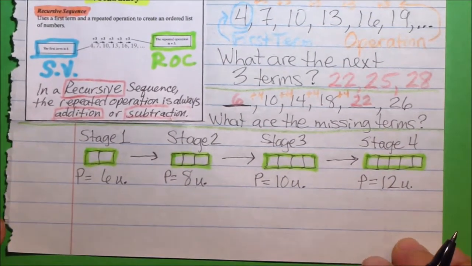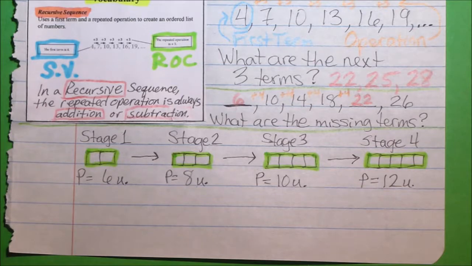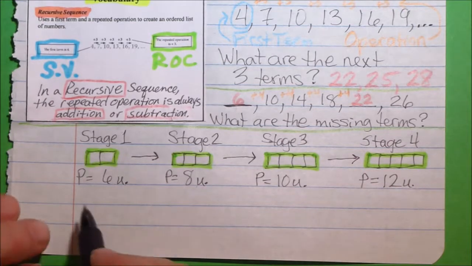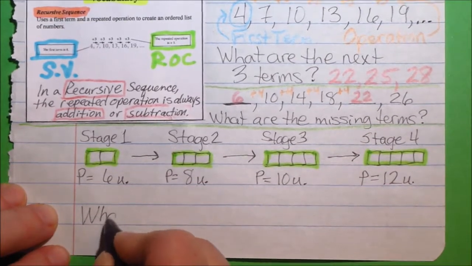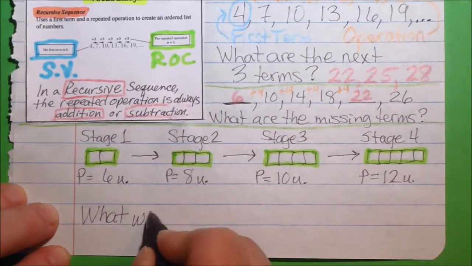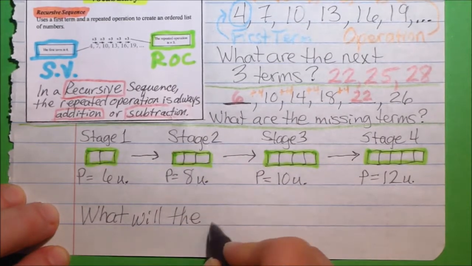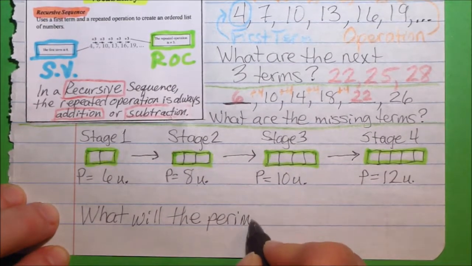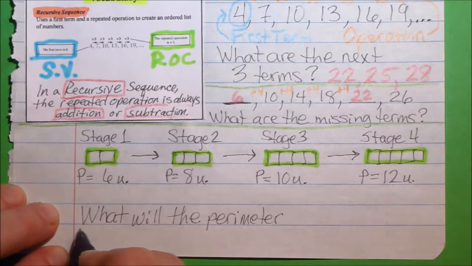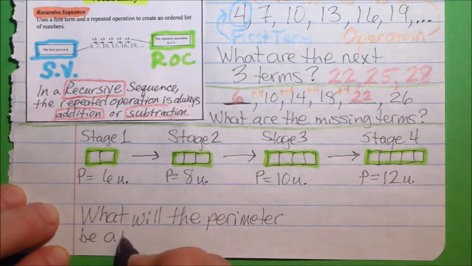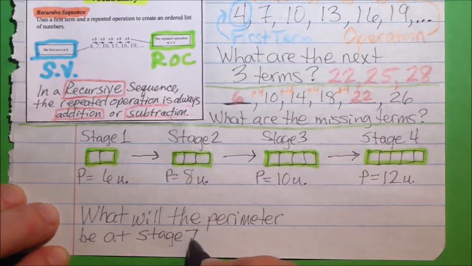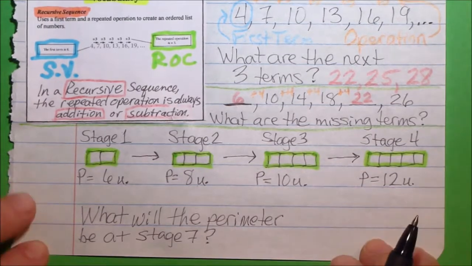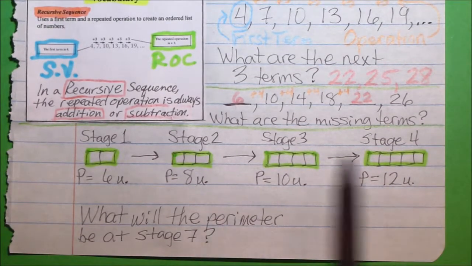All right? Okay, so we drew out a sequence of patterns here. Now, what we have to figure out, and I'm going to write the question right under here. All right, so what will the perimeter be at stage 7? Okay. Now, to answer this question, you could keep repeating these drawings.